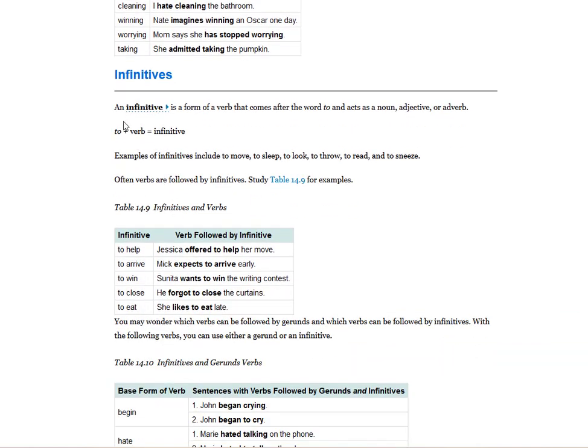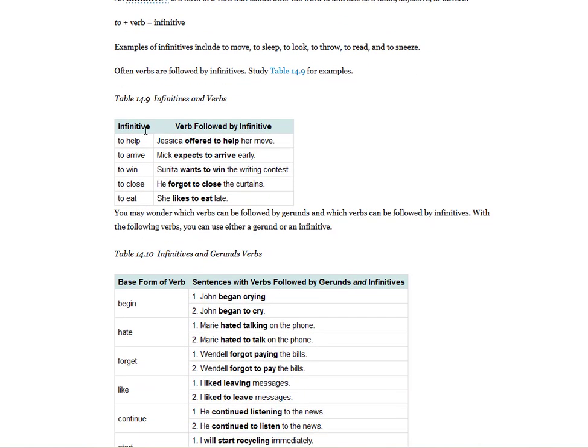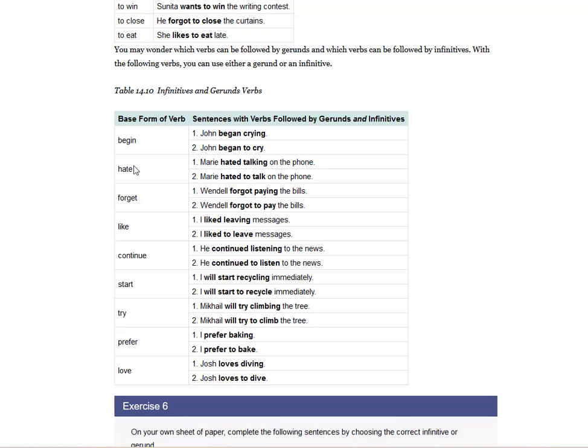An infinitive is a form of a verb that comes after the word to and acts as a noun, adjective, or adverb. So to plus the infinitive form of the verb. So an infinitive is like to help, to arrive, to win, to close, to eat. And so you may wonder why we're learning infinitives and gerunds.